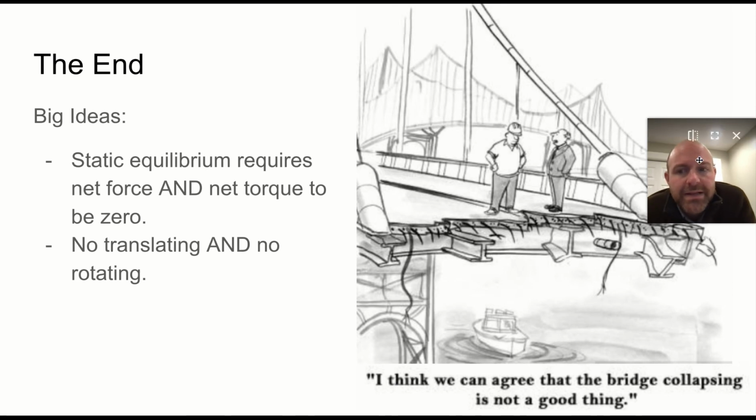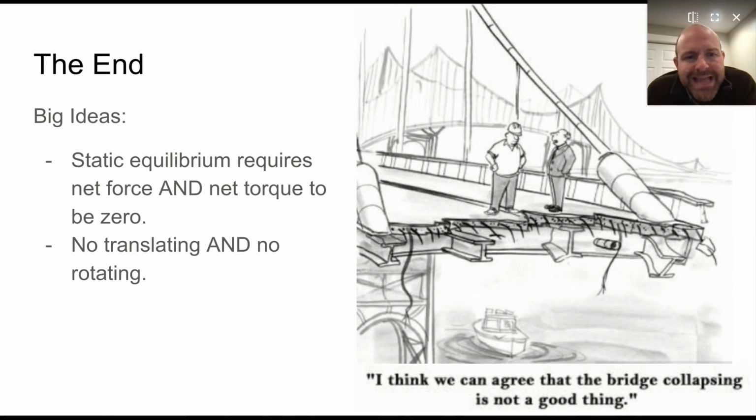All right. So what is our big idea here? Well, static equilibrium is a special case of Newton's first law, where both the net force and the net torque are 0. There's no translating. There's no rotating. You pick a pivot point and you sum torques. And we use this multiple times, multiple equations, to allow us to solve for many unknowns.